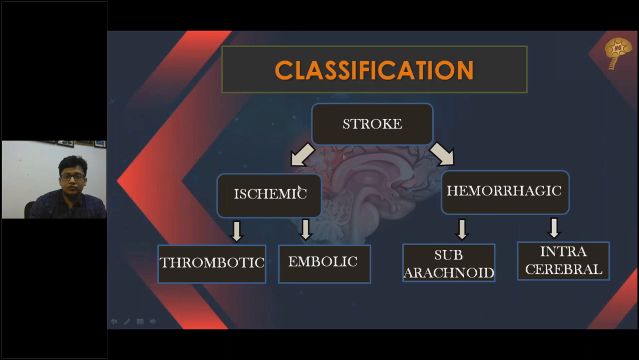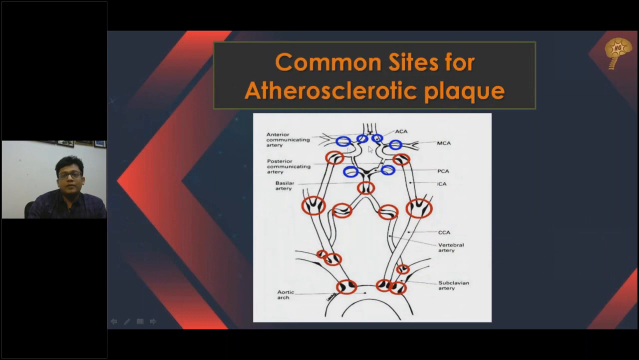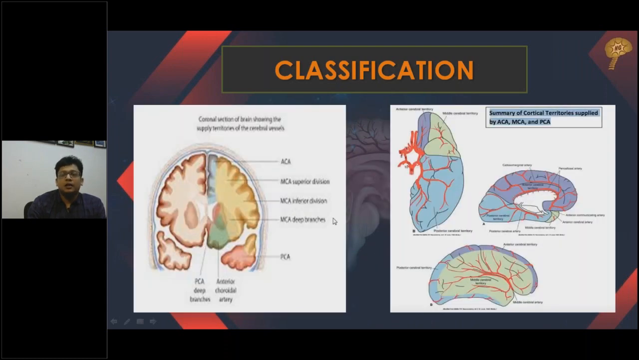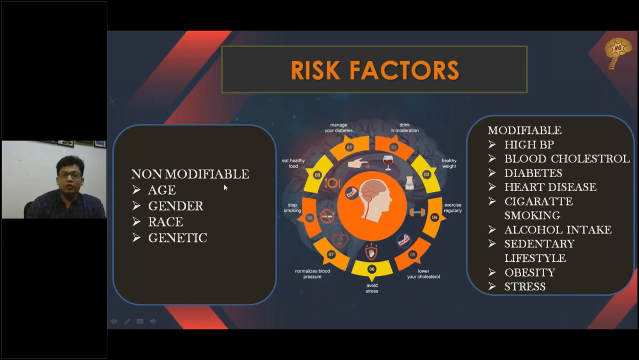The classification of stroke divides into two, mainly ischemic and hemorrhagic. Ischemic again into thrombotic and embolic, and hemorrhagic into subarachnoid and intracerebral. The common atherosclerotic plaque sites you can see at the bifurcation or the tortuous notches. It can also be classified on the basis of blood supply, that is ACA, MCA, PCA, basilar artery syndrome, and internal carotid artery syndrome. The risk factors, non-modifiable, are age, gender, race, and genetic.